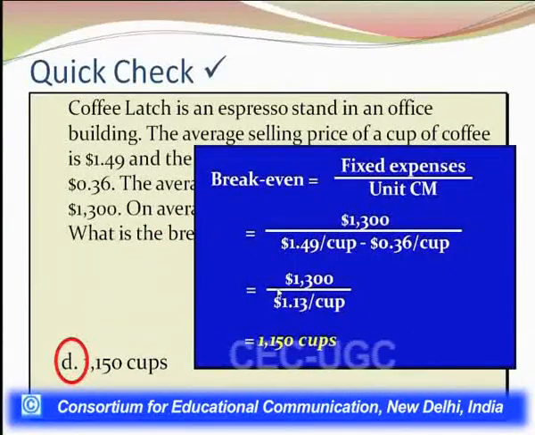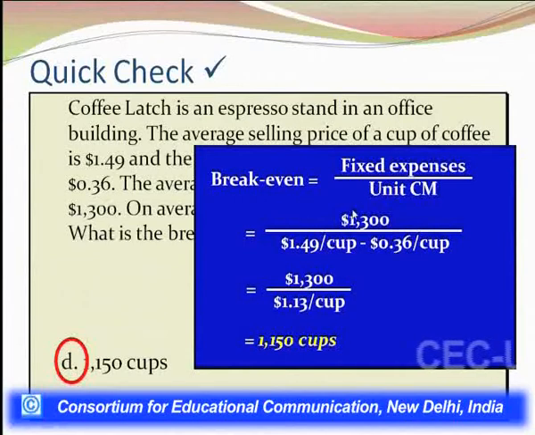So your answer would be 1150 cups of coffee needed to be sold by this stall in a business office, when our fixed cost is 1300 units, our selling price is 1.49, and our variable cost was $0.36, right? So it is 1300 divided by the difference of these two, which is your contribution margin, which comes out to be 1.13 per cup. It means the business needs to sell 1150 cups to break even.